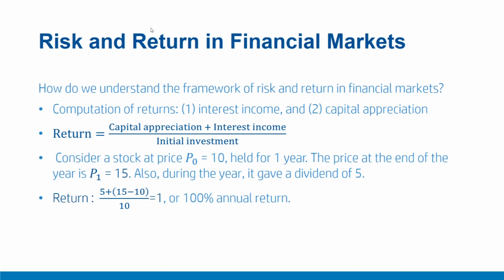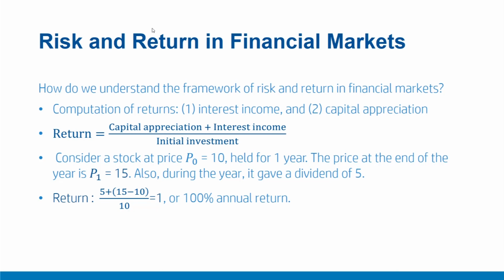Consider a simple example where price P naught, that is the price at which you bought the instrument, is 10 rupees. And the instrument is held for 1 year. The price at the end of the year is P1, which is 15 rupees. Also, during the year, the stock gave you a dividend of 5 rupees. Then, please note the following computations.